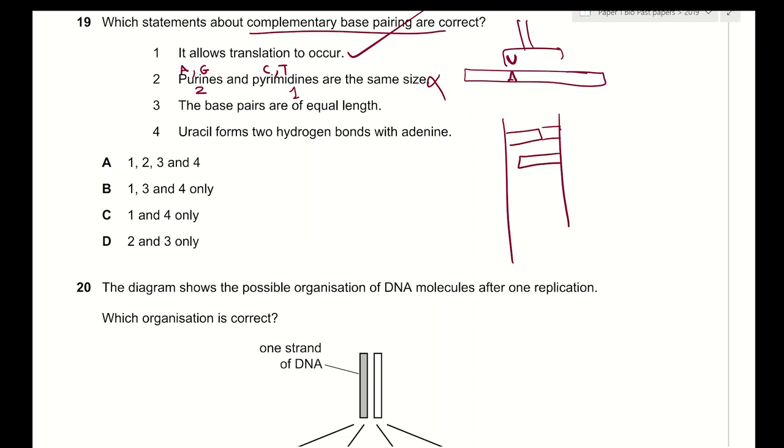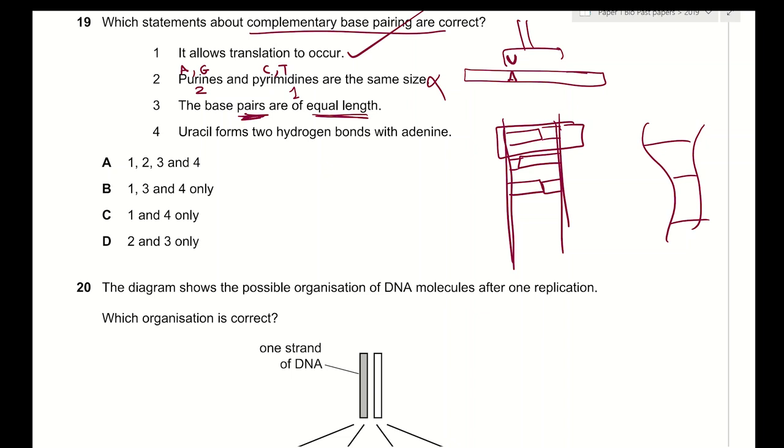So, for example, looking like this. The reason for this is that if these full base pairs were different lengths, this means that the shape of the DNA would actually be distorted, with a shorter part and a longer part. And to maintain that constant shape of DNA, they must be the pairs, not the bases themselves, of equal length. Therefore, this is correct. For 4, uracil forms 2 hydrogen bonds with adenine.